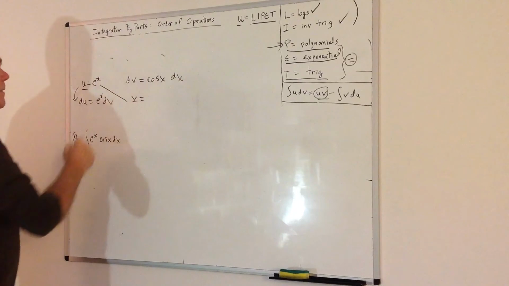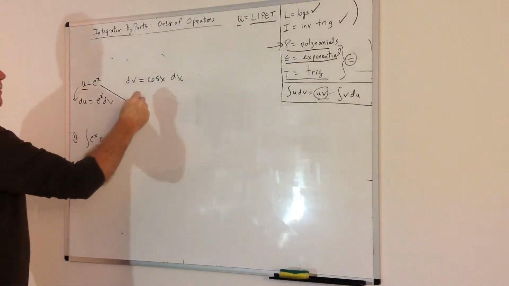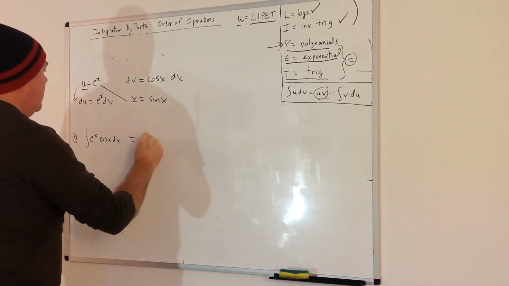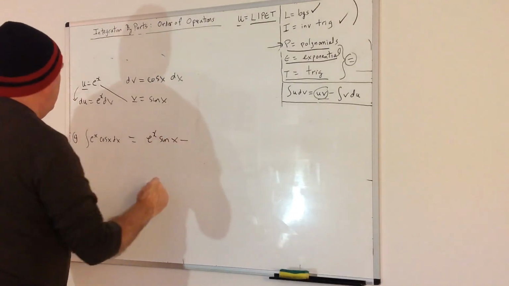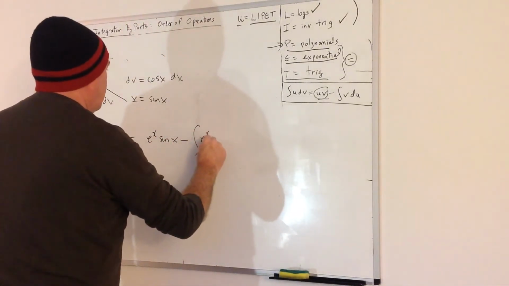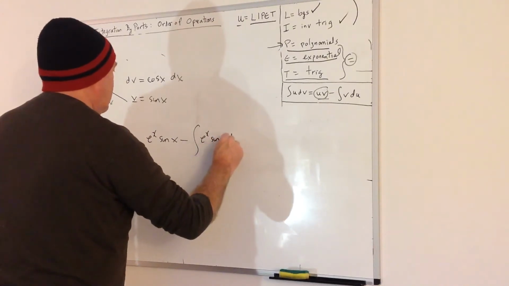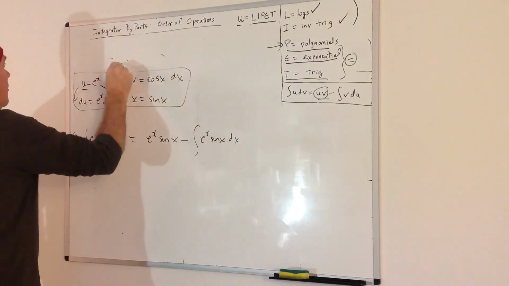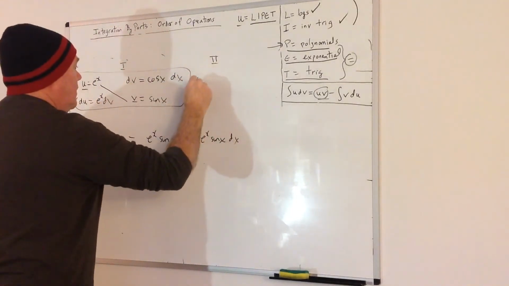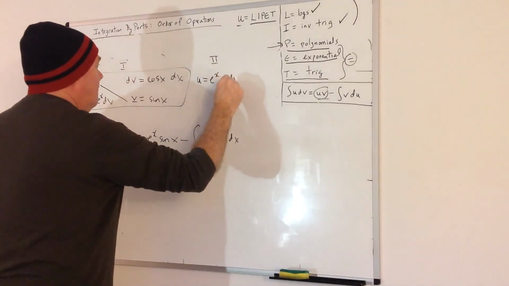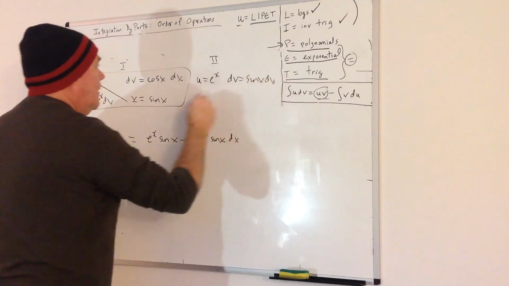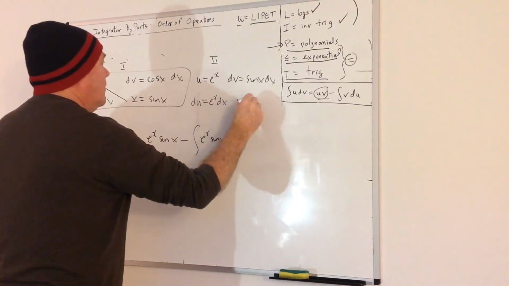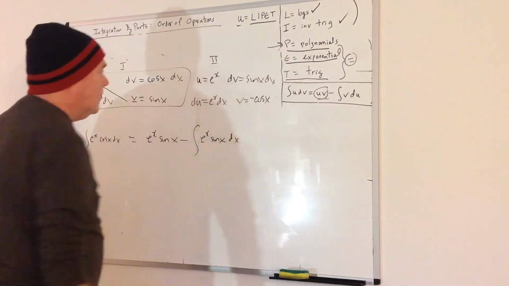We need a dx here. And so v is equal to the integral of that, sine of x. So the product of those two, it's going to equal e to the x sine x minus the integral of e to the x sine x dx. Well, we've got to do it again. There's the first iteration, second iteration, u equals e to the x, dv equals sine of x dx, du equals e to the x dx, v equals negative cosine of x.